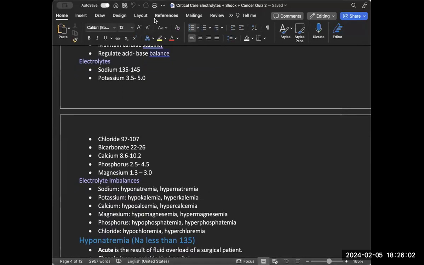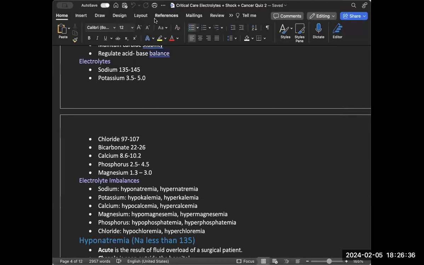But for what I saw based on the slides, sodium is 135 to 145, potassium is 3.5 to 5, chloride is 97 to 107. I think our textbook said it was 98 to 106, so I definitely want to ask her that. Bicarbonate should be 22 to 26. The slides said 8.6 to 10.2. I think our textbook said 8.6 to 10.5. That's why I just want to ask, but I don't think they'd make it that close.